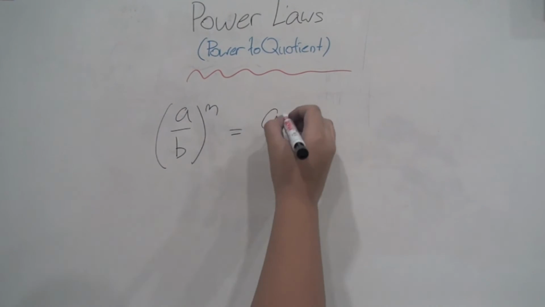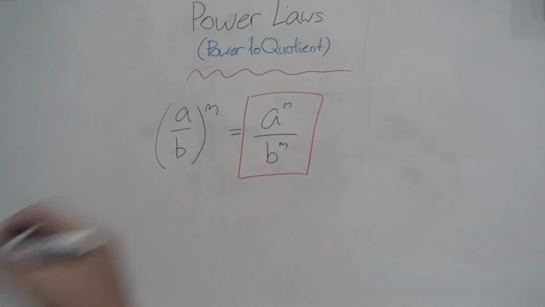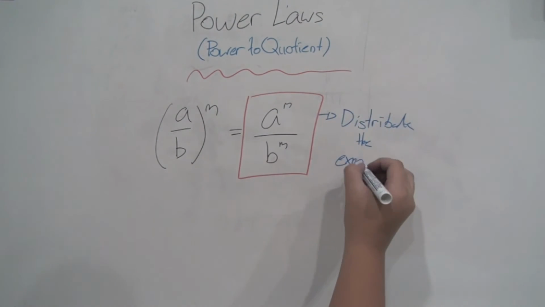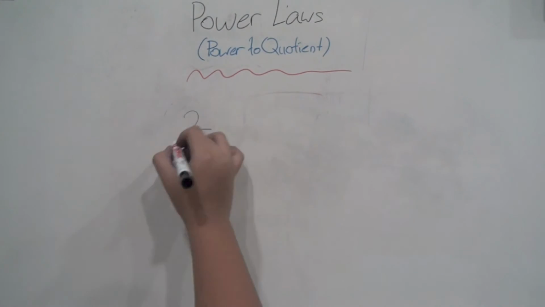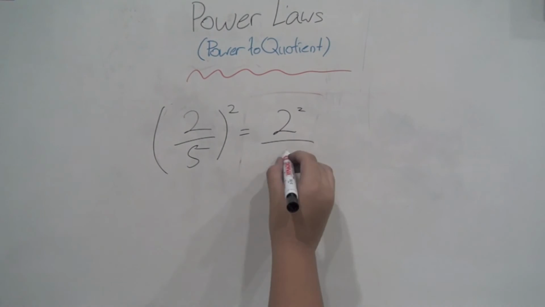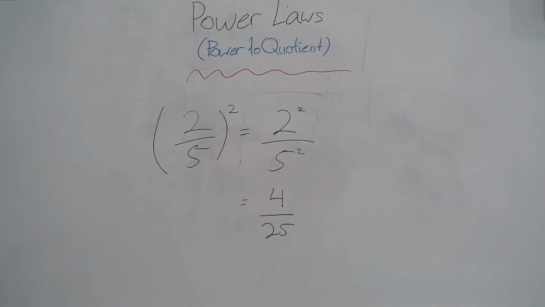Then there's the final branch, which is power to quotient. It is when a fraction is to be multiplied by itself a certain number of times. And here's another example. You see, all you need to do is just distribute the exponents, and that's it.